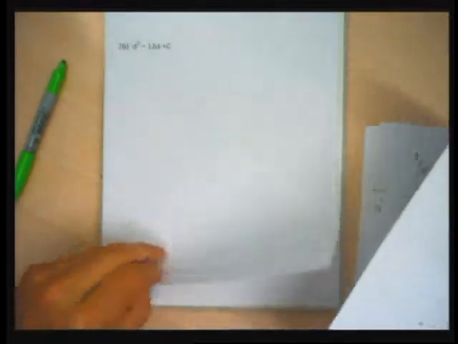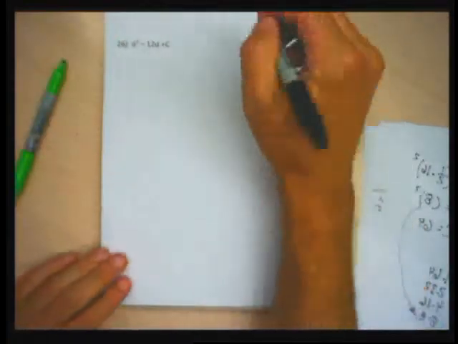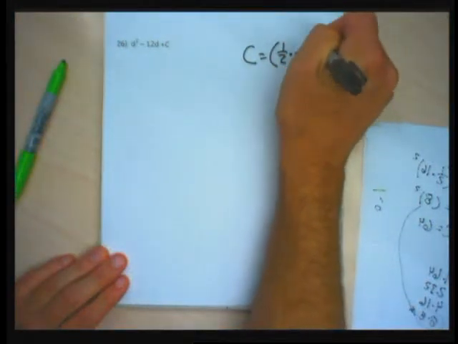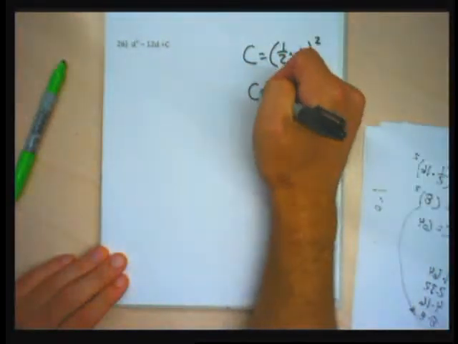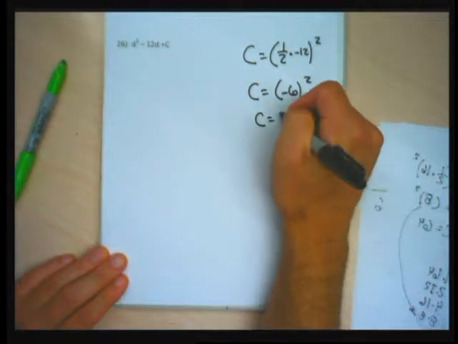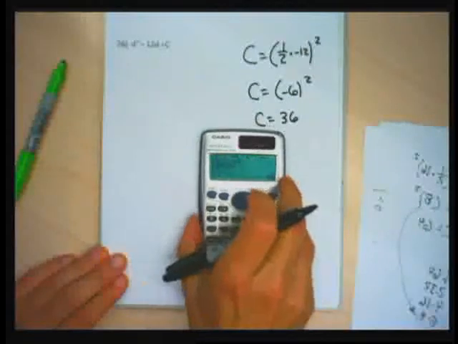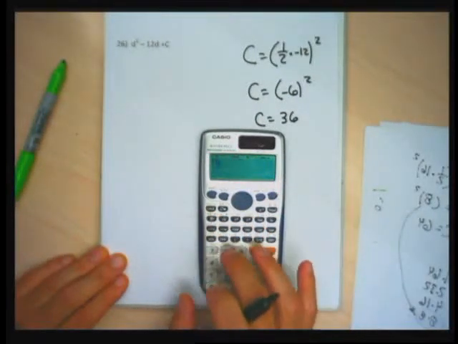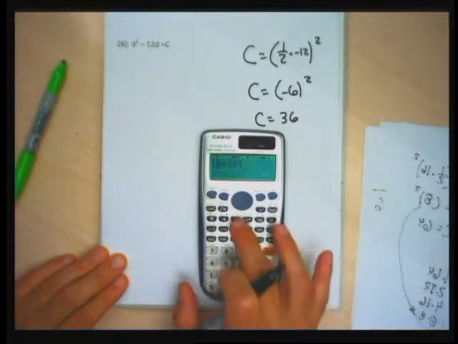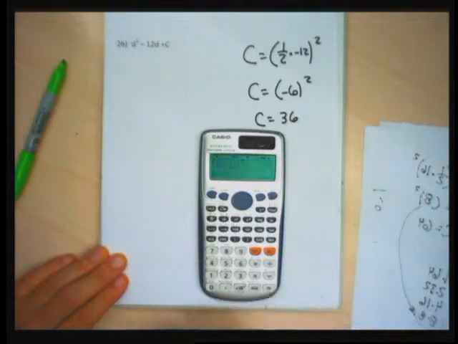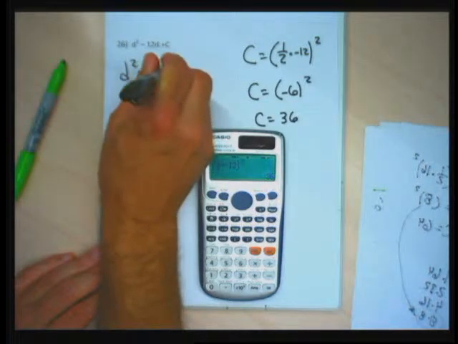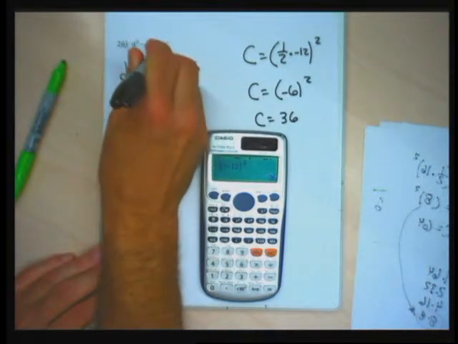26 is a little bit harder because of the negative, but it's not that much harder. So c is going to equal half of negative 12, squared. By hand, half of negative 12 is negative 6. Negative 6 squared is negative 6 times negative 6, which is positive 36. I'm going to double check myself. So parentheses, fraction, 1/2 times negative 12, close the parentheses and square. I get 36. So I'm going to write this as d squared minus 12d plus 36, always plus c.